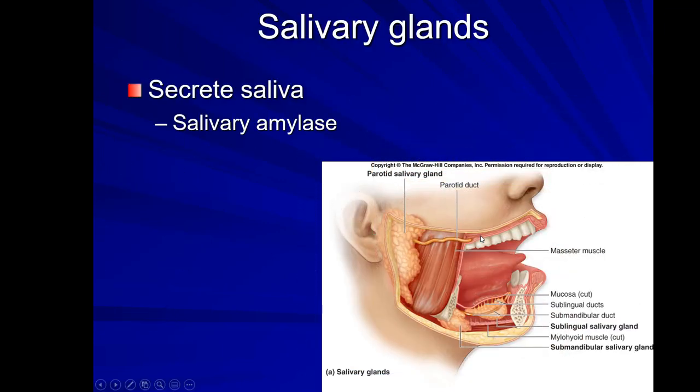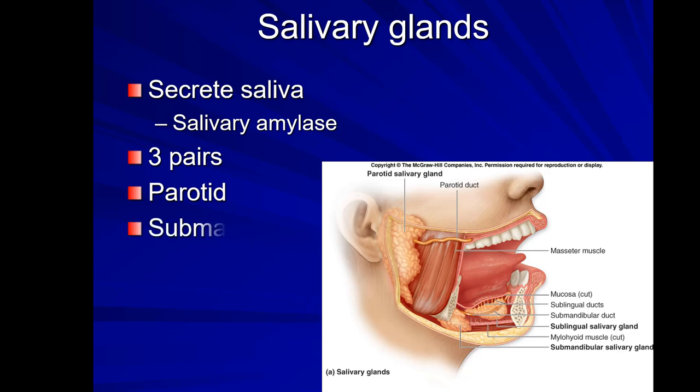Back to the salivary glands, which I mentioned, we have three pairs. They secrete what we call saliva. Saliva is important because it has an enzyme called salivary amylase. Salivary amylase starts breaking down food as soon as it goes into your mouth, in particular carbohydrates. So there's three pairs. We have the parotid up here near the ear. We have the submandibular down here beneath the mandible. And just beneath the tongue, we have the sublingual.